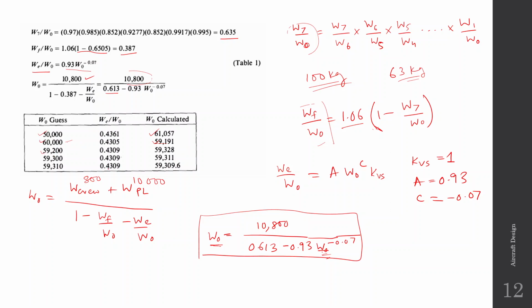Then they put 59,200 and they get this, then 59,300 for which they get this, and 59,310, and for that value they get just 0.4 pound of error. So the error is 0.4 pound and they are satisfied with this convergence. So the final value has been taken as 59,310.